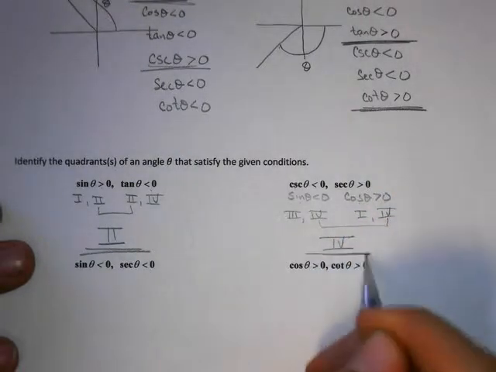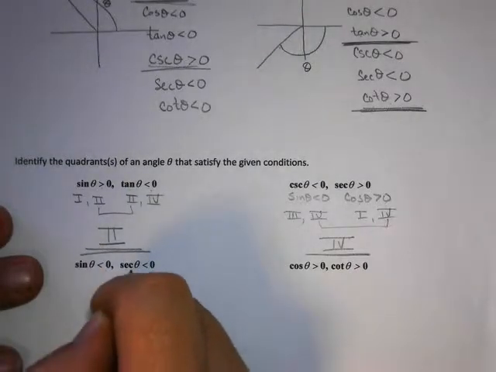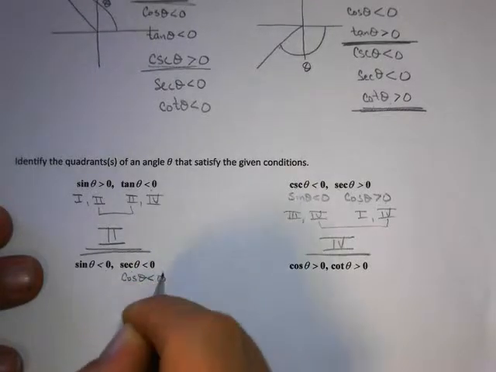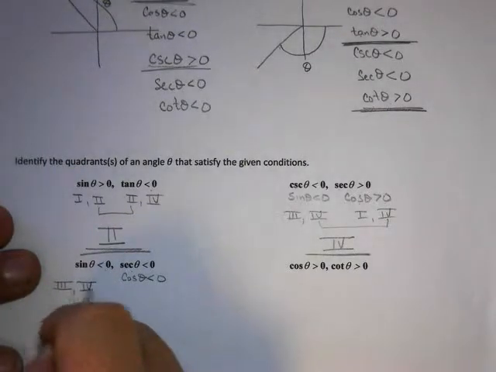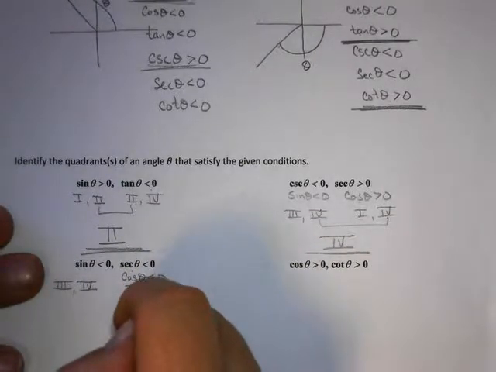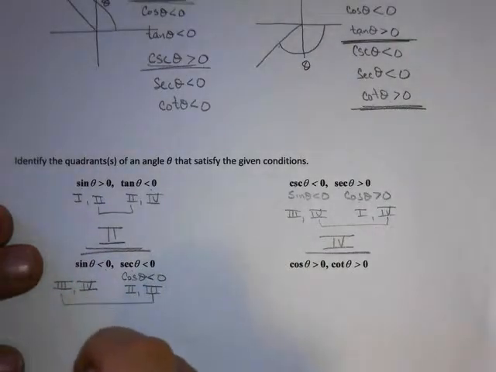Where sine is negative and cosine is negative. Sine is negative in the third and fourth. Cosine's negative in the second and third. Where are they both true? In the third.